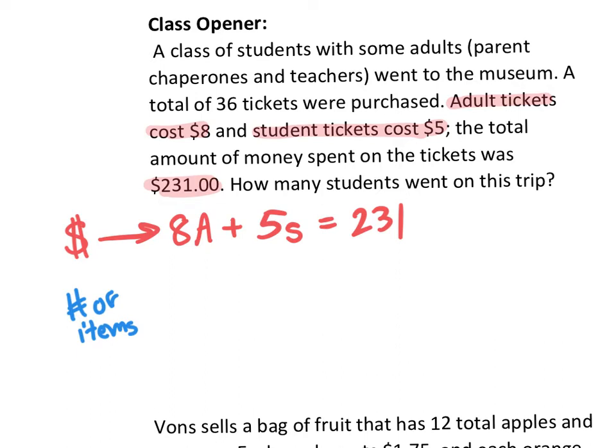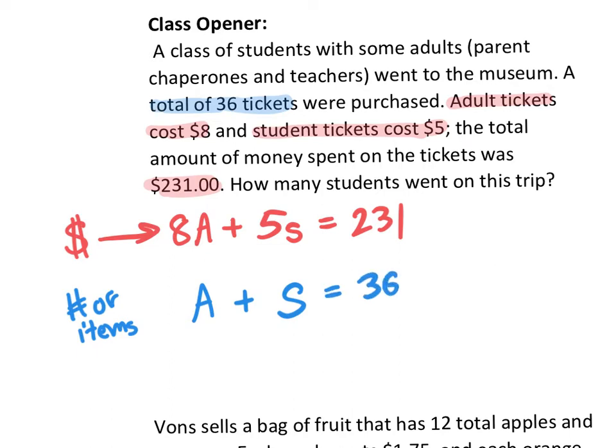And now we're going to make a second equation based on number of items. Now, what do I mean by number of items? I'm not talking about potato chip bags. I'm not talking about fruit. I'm not talking about baskets during a basketball game. I am talking about tickets, right? Now, I don't know how many adult tickets were purchased. I don't know how many student tickets were purchased, but I know if I add them together, it'll give us the total of 36 tickets, because that's what the word problem tells us. So if I add them together, I will get equals 36.